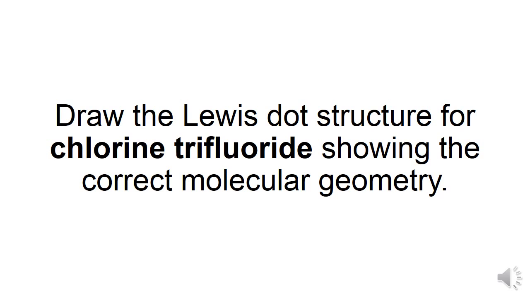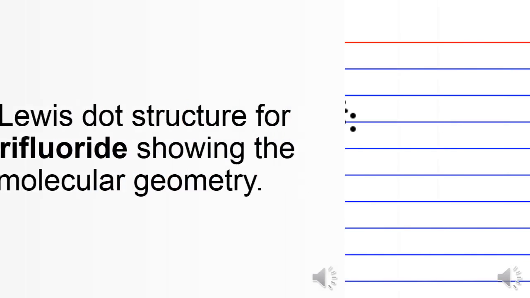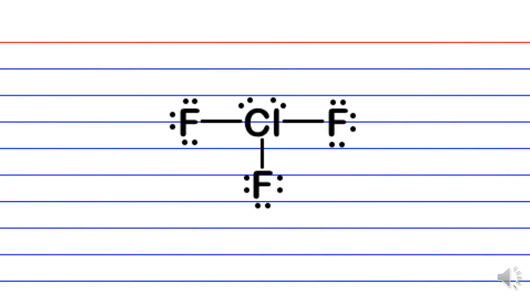Draw the Lewis dot structure for chlorine trifluoride, showing the correct molecular geometry. All right, it has a T shape, and both of these elements, chlorine and fluorine, are halides, so they're both represented as having 7 valence electrons each.